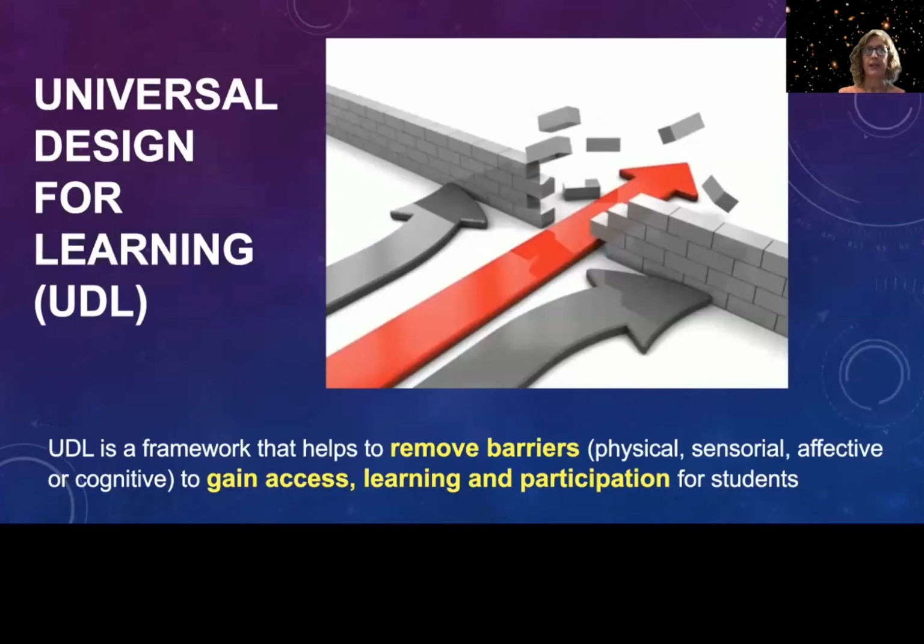Well, the answer, as the title of this talk reveals, is the universal design for learning. The way to teach to a diverse group, according to the UDL, is by removing any kind of barriers, which could be physical, sensorial, affective, or cognitive, to gain access, learning, and participation for students. This is more clear in the case of students with disabilities.